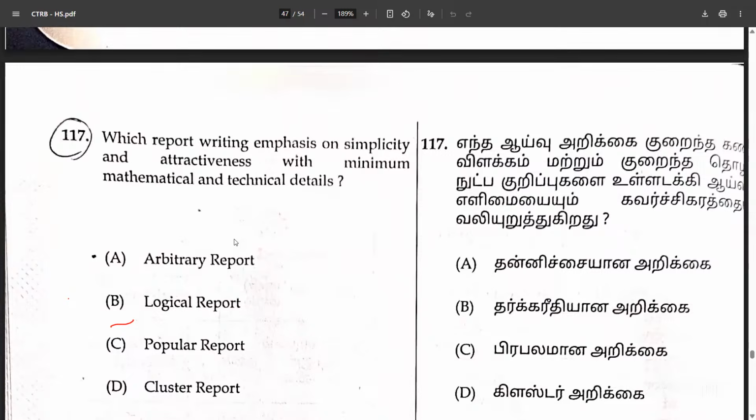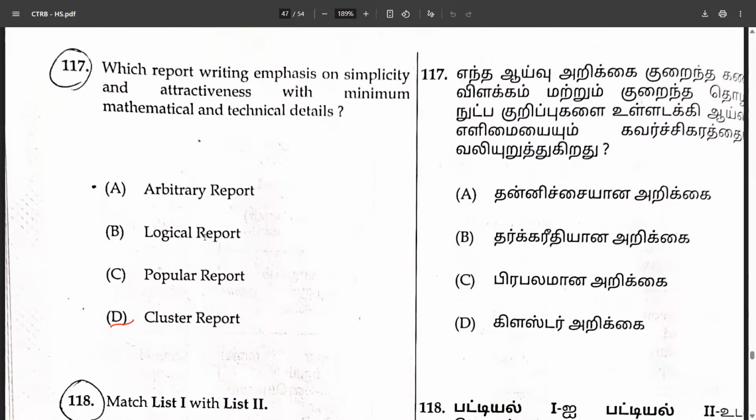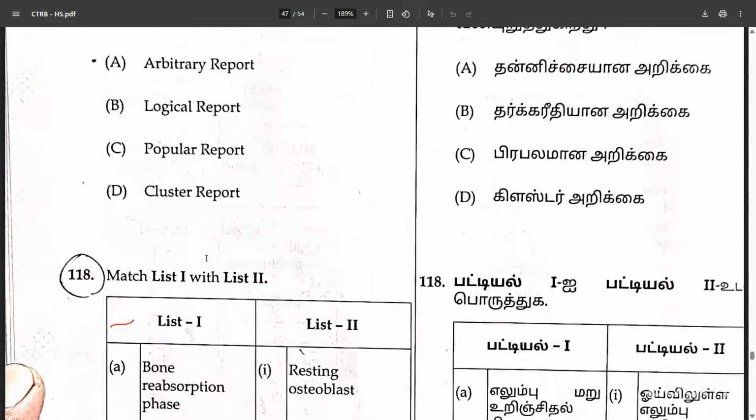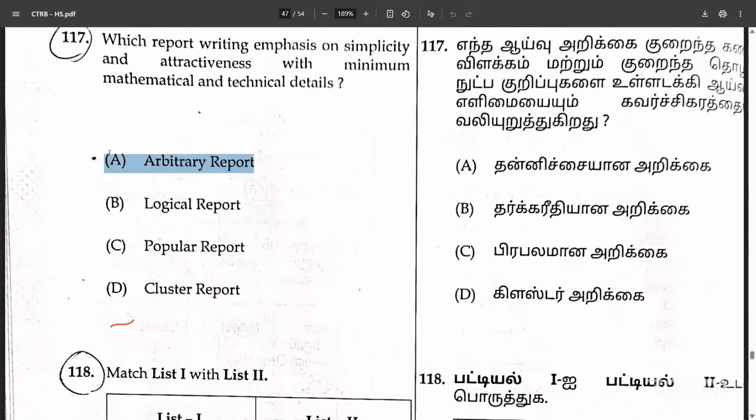117th question is which report writing emphasizes simplicity and attractiveness with minimum mathematical and technical detail. That is popular report. Technical report has mathematical detail, and so do the others. A will be the right answer for 117th question.